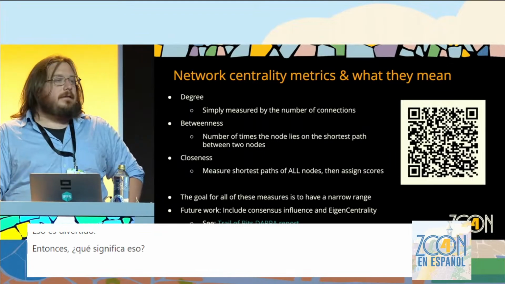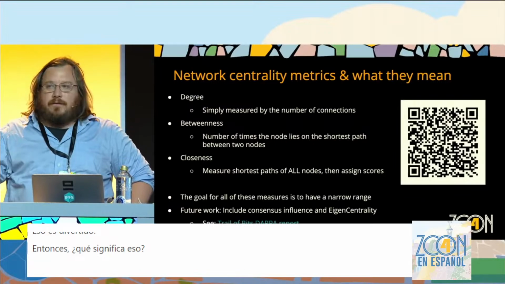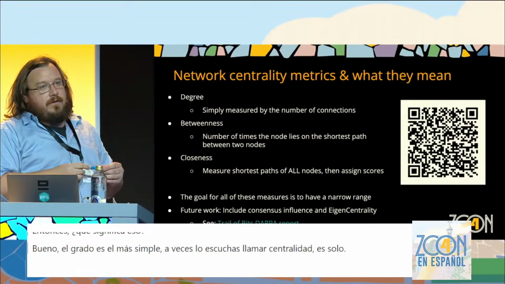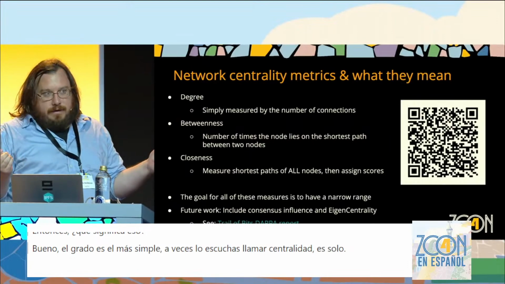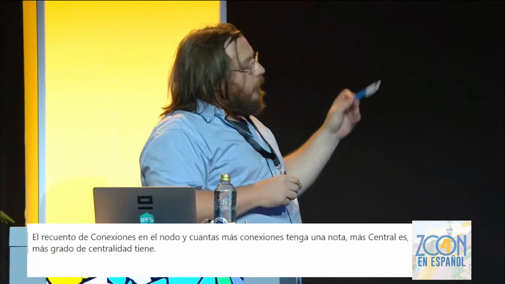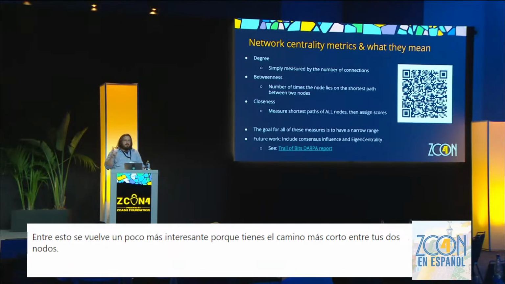Well, degree is the simplest one. Sometimes you just hear it called centrality. It's just the count of connections in the node. And the more connections a node has, the more central it is, the more of a degree of centrality it has. Betweenness gets a little bit more interesting because you have the shortest path between two nodes. And the more your node shows up on that shortest path, the more between-y it is.